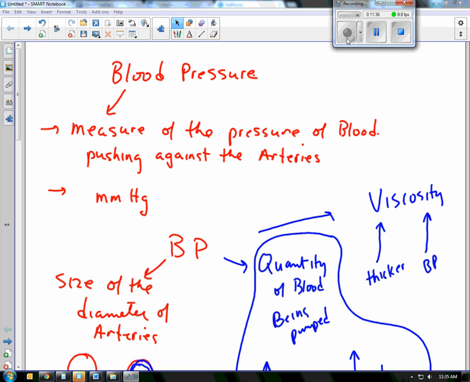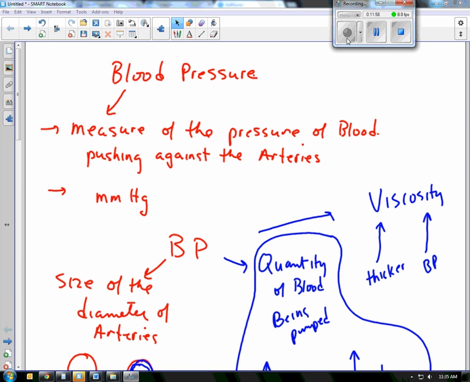So the next topic is just this whole blood pressure topic, and exactly what is blood pressure, and how do you measure it, and what kinds of things influence it. So quick definition for you. What is your blood pressure? It's the measure of the blood pushing against your arteries.